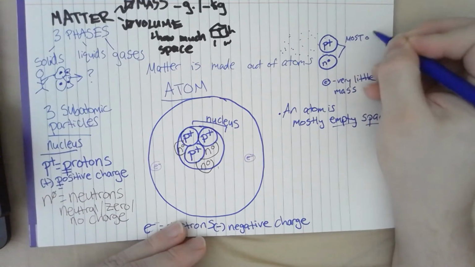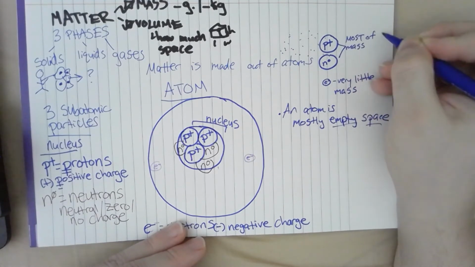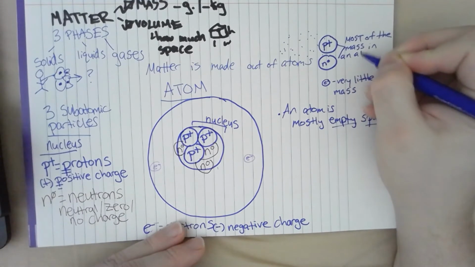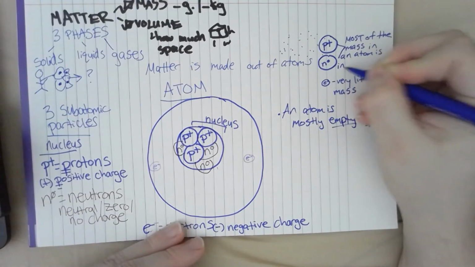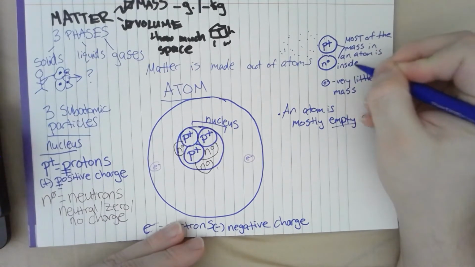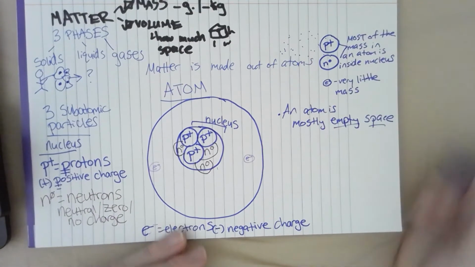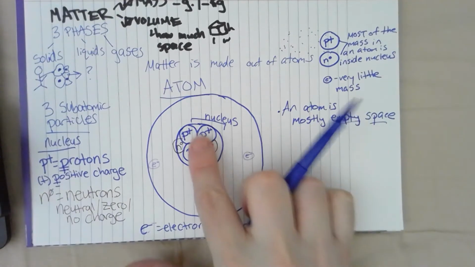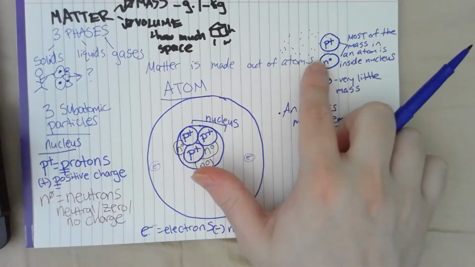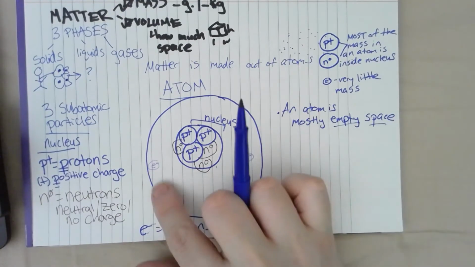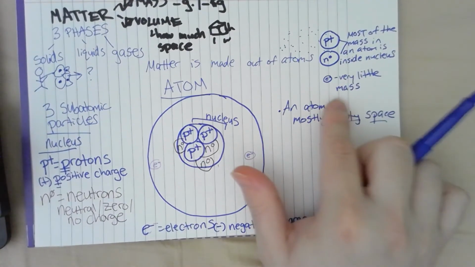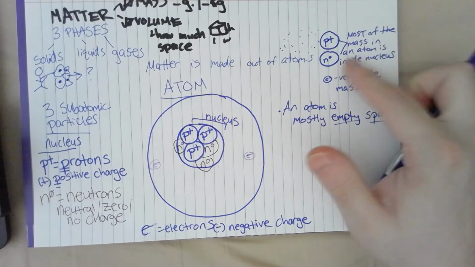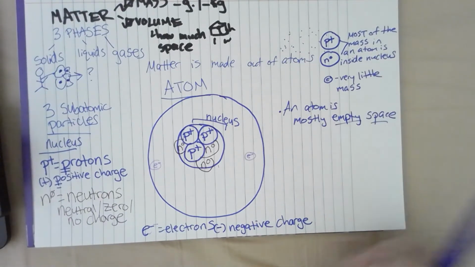Most of the mass of an atom is inside the nucleus. So, most of the mass of any atom is inside the nucleus because protons and neutrons are very big and electrons are very small. They have very little mass. So, most of the mass in an atom is inside the nucleus.